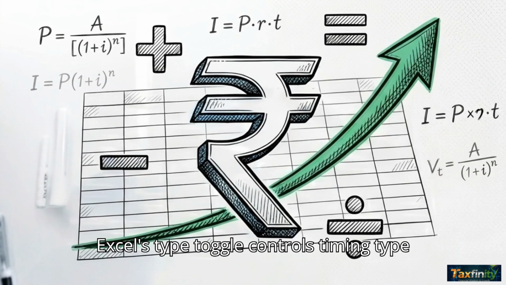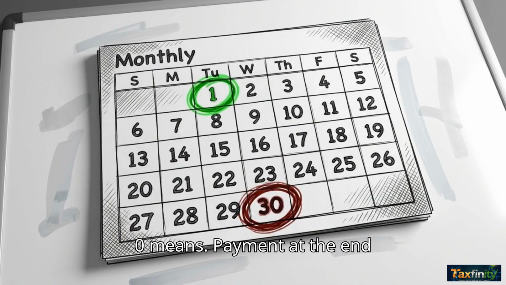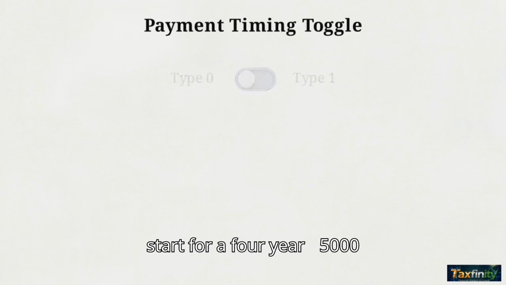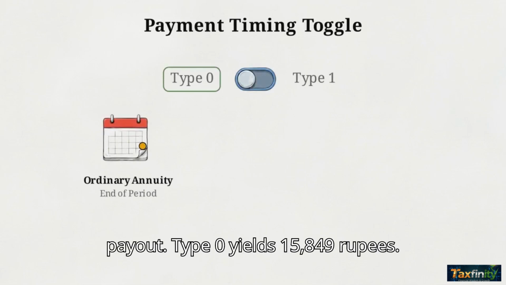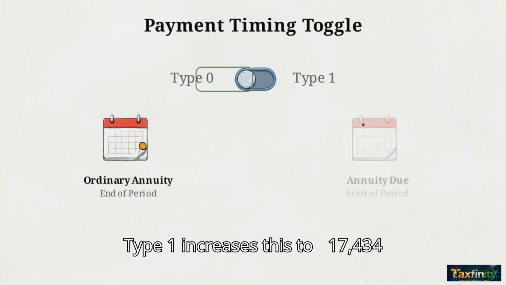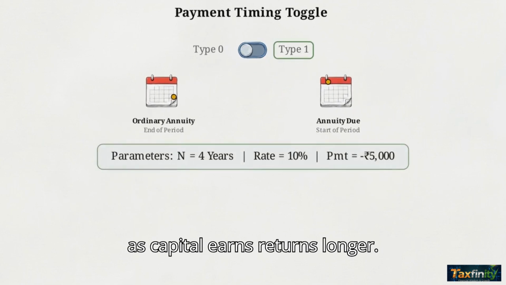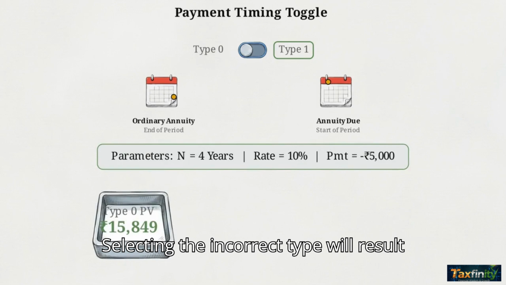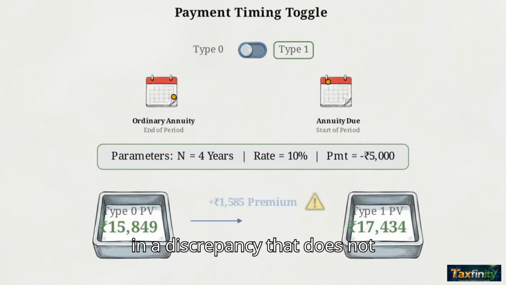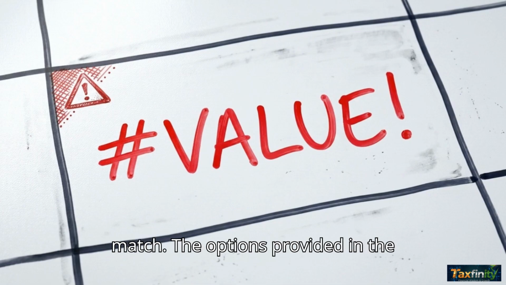Excel's type toggle controls timing. Type 0 means payment at the end. Type 1 means payment at the start. For a 4-year 5,000 rupee payout, Type 0 yields 15,849 rupees. Type 1 increases this to 17,434 rupees, as capital earns returns longer. Selecting the incorrect type will result in a discrepancy that does not match the options provided in the examination questions.